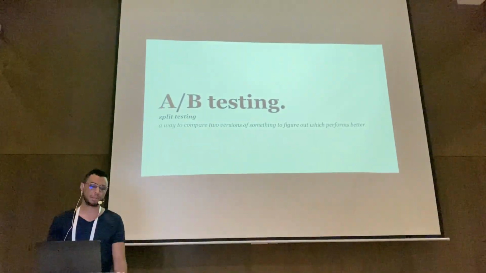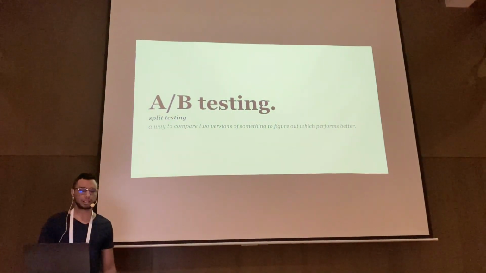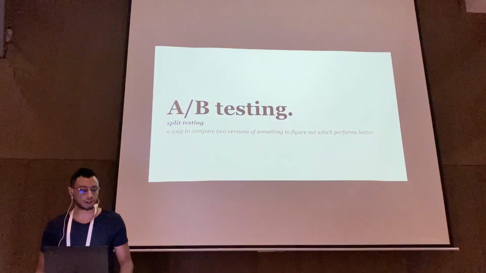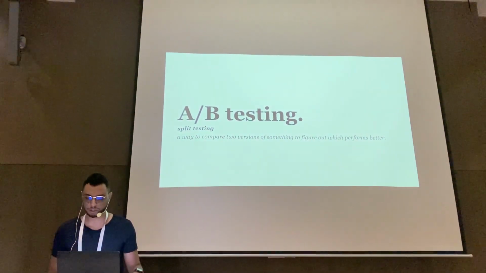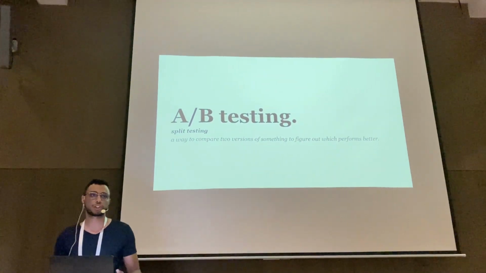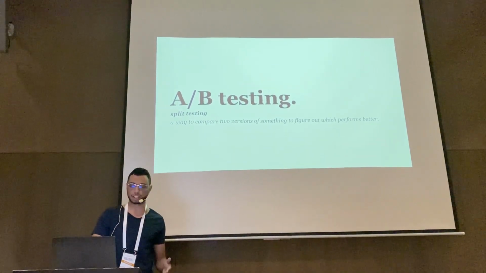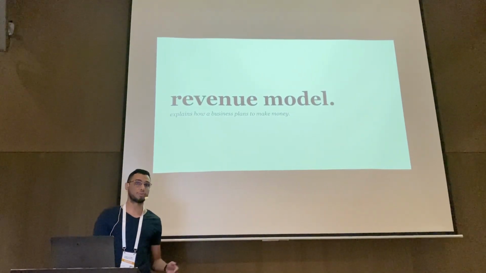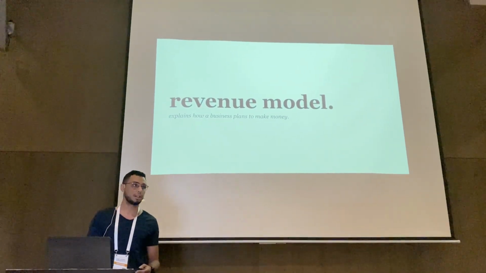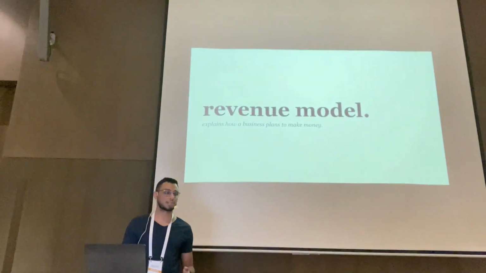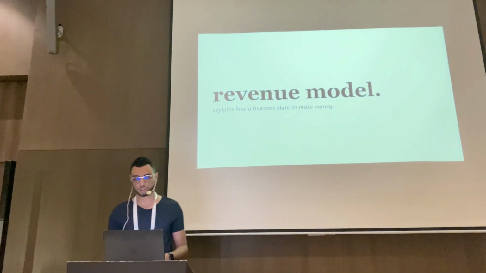Then there is A/B testing or split testing. It's a way to compare two versions of something to figure out which one will work better. Then there is the revenue model or pricing model, which explains how a business plans to make money over time.